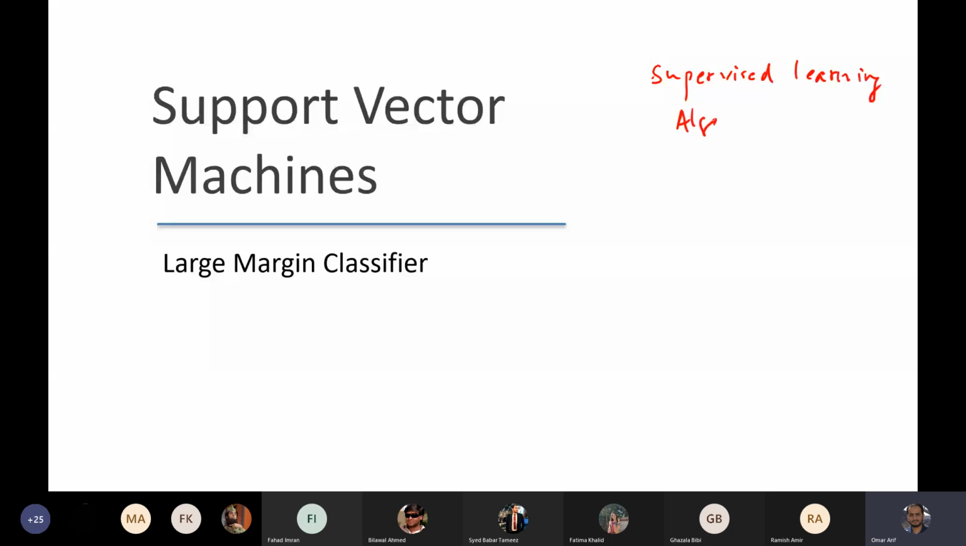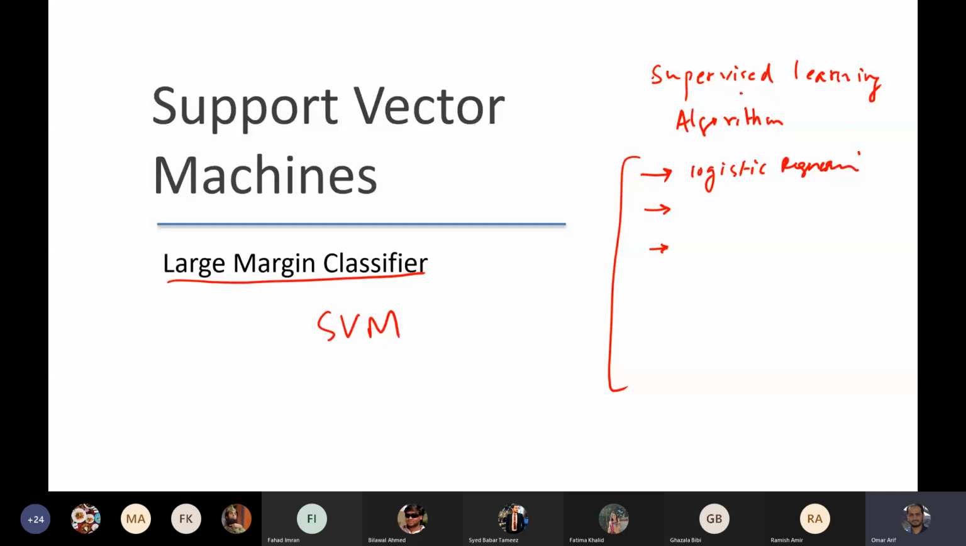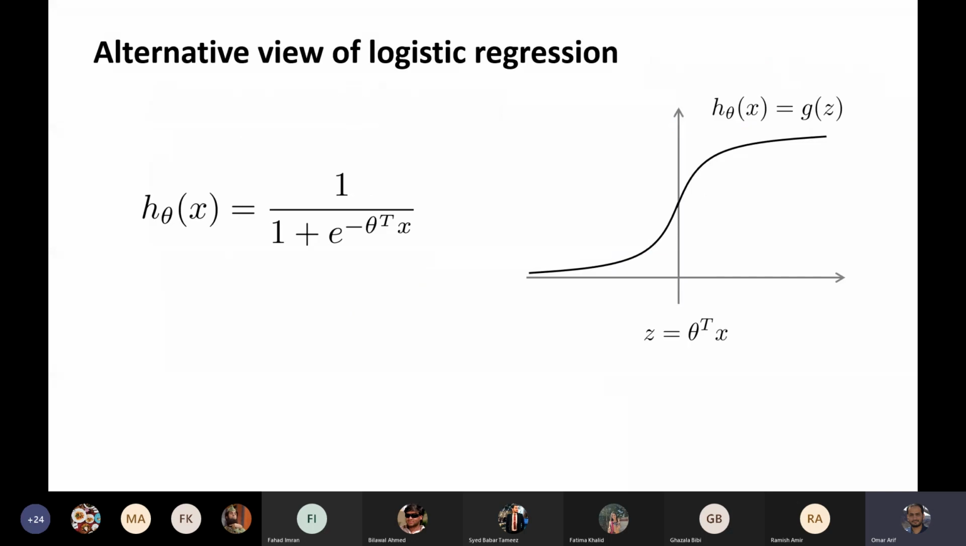Okay, and the outline of the lecture would be that we will start by revising logistic regression, because logistic regression is also a classifier, and we will see how to modify the cost function for this algorithm, the support vector machine. Okay, and then we will look at the intuition for why a different cost function will give us a large margin classifier. So this is how we will proceed, starting from the recap of logistic regression.